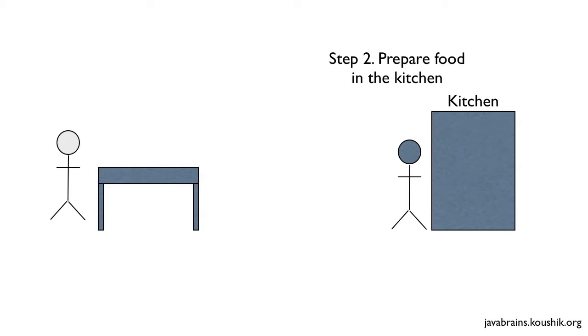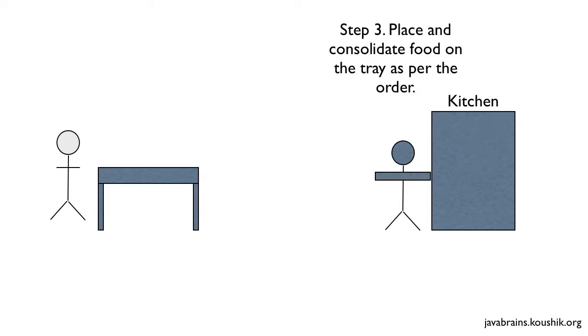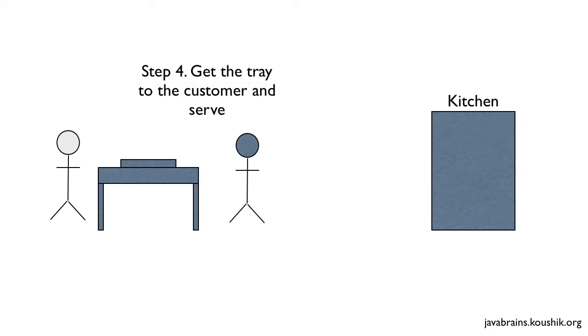Step two, he has to take the order to the kitchen and prepare the food. Note that this is just a one-man restaurant. There are no other employees, so he has to do all the roles himself. He cooks the food, and then when the food is completely cooked, he places and consolidates the food on the tray as per the order. There could be different elements of food that an order comprises of, so there is a step involved in placing the food in the right manner. That would be the third step. And then finally, the fourth step is to get the tray to the customer and serve the food.